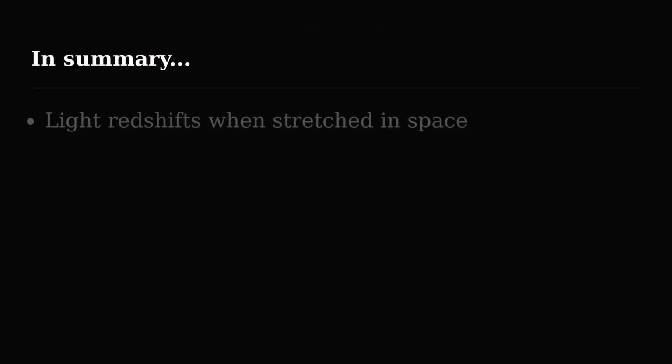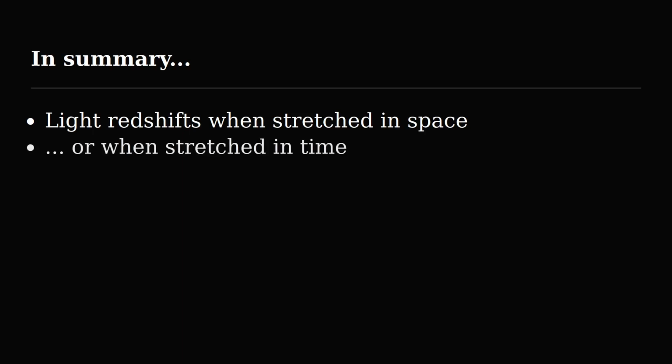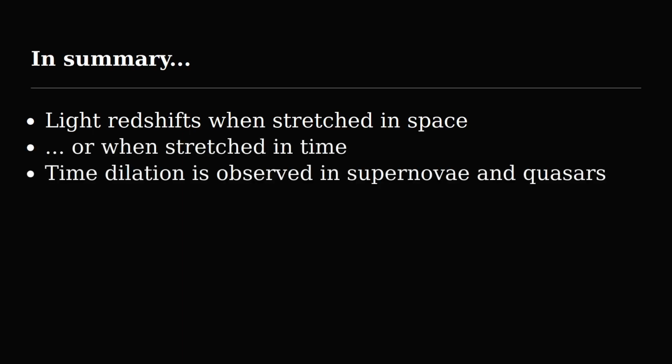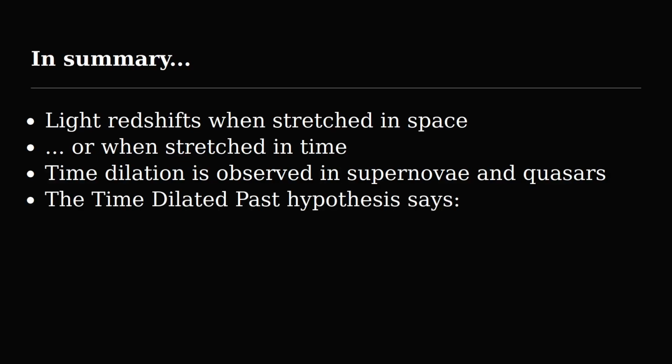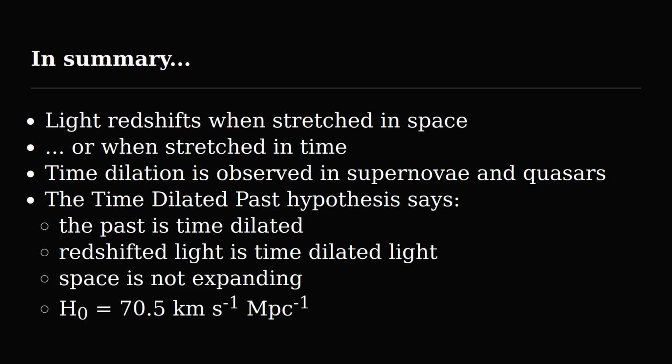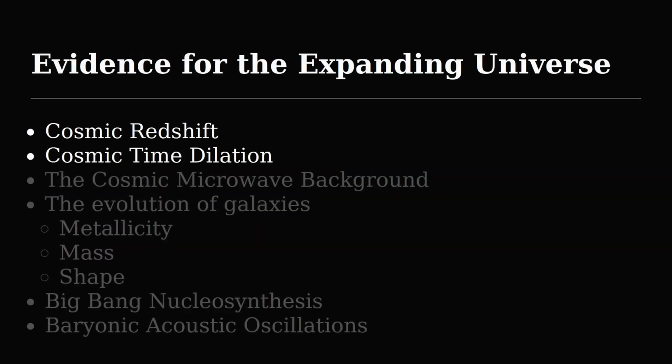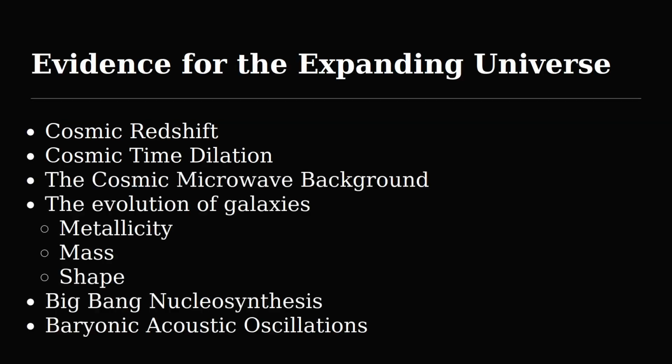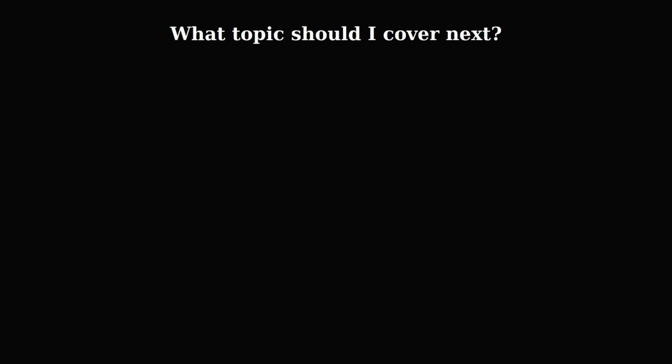So let's summarize. Light redshifts when stretched in space, or when it's stretched in time. Time dilation is observed in supernovae and quasars, and the time-dilated past hypothesis says the past is time-dilated. Redshifted light is time-dilated light. Space is not expanding, and Hubble's constant is 70.5 kilometers per second per megaparsec. So, of the expanding universe evidence, we talked about the redshift and time dilation, but there's obviously more here to talk about, and we'll get to all this in future episodes. Just let me know what you would like to hear about first.